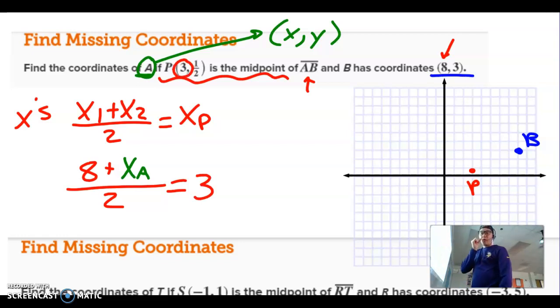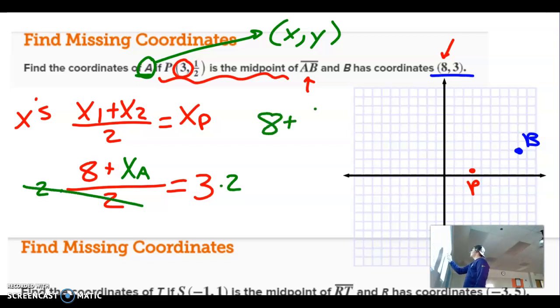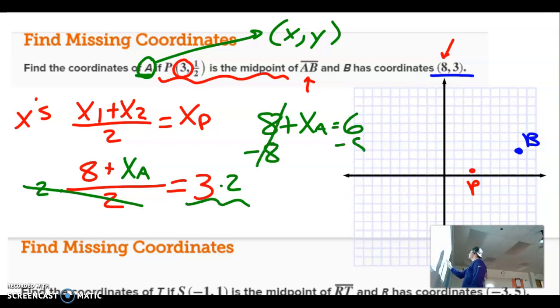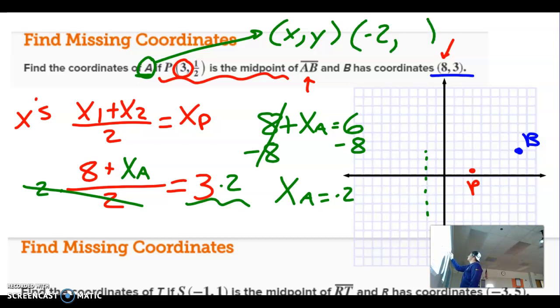And now solving an equation, we've done things like this, a two-step equation, where I'm going to multiply both sides by 2 first to get it out of a fraction. That's going to be gone. I'm now going to be looking at 8 plus x of A is going to equal this 3 times 2, which is 6. And then all I have left to do is subtract 8 from both sides, and I end up with x of A equaling -2. So I know somewhere on this -2 is where my ordered pair is going to end up.